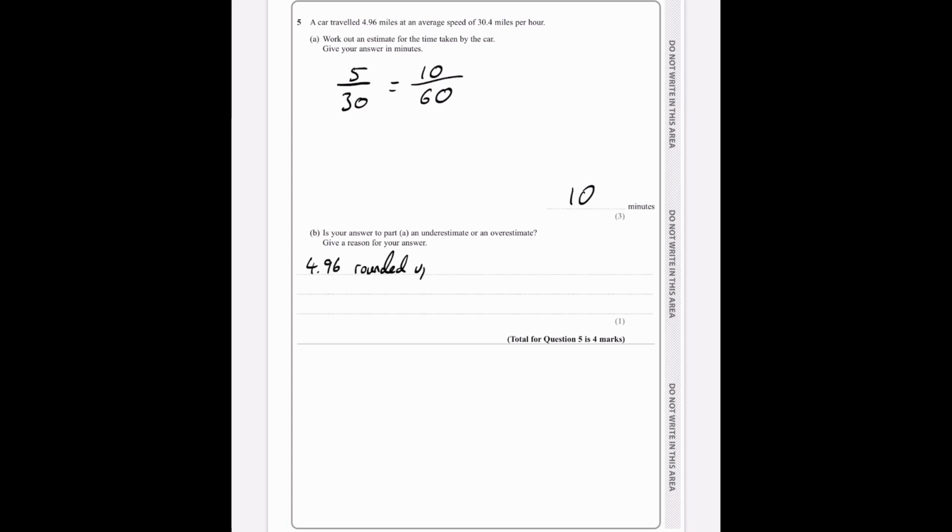For B, because we rounded the 4.96 up and the 30.4 down, essentially we're dividing a larger number by a smaller number, which is going to give us a larger answer. Therefore, the 10 minutes is an overestimate. Something that shows that you understand that the 4.96 going up, the 30.4 going down gives a larger calculation will do.